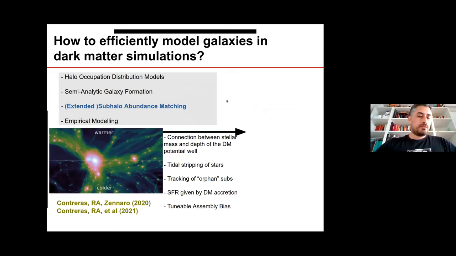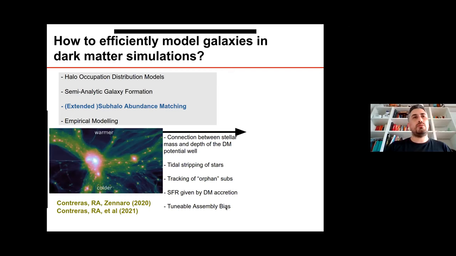So from our simulations, we can take different paths. What we have pushed forward is what we call an extended subhalo abundance matching. The basic idea is we take structures in our dark matter simulations and we assume a connection between the depth of the potential well and the amount of stars that a galaxy has formed. And we enhance this with different recipes to model how stars are stripped due to tidal forces. We have also tracked galaxies after they have even lost their dark matter host. We have also extended them to predict the star formation rate of these galaxies, and also with a tunable degree of environmental dependence. It's called assembly bias, right? So we have all these parameters that control galaxy formation in our simulations.